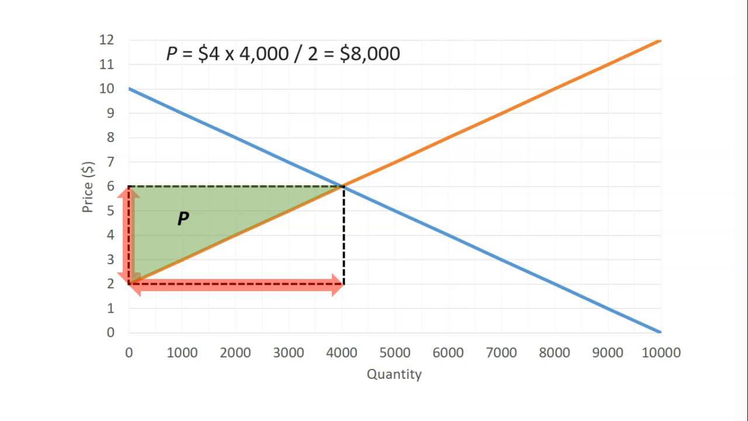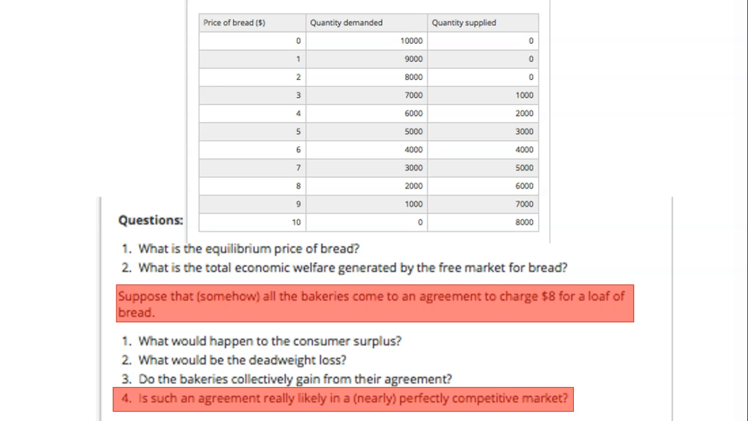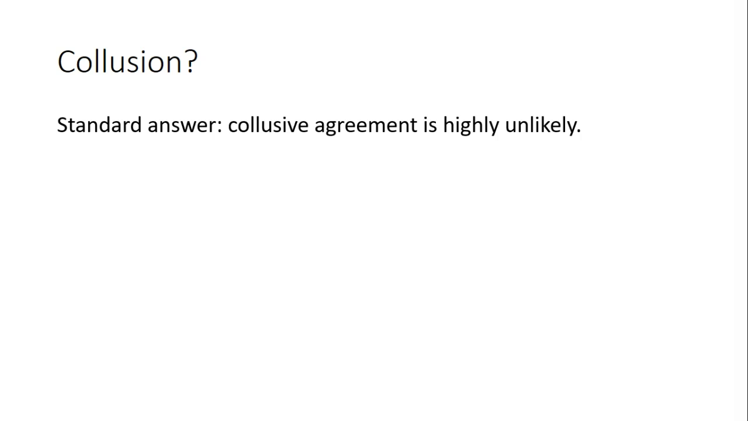$8,000. Alright, so which is better? $8,000 or $10,000 producer surplus due to the collusive agreement? Obviously, the latter is superior. The last question is a slightly curly question. Is such an agreement really likely in a nearly perfectly competitive market? The standard answer to this question is no, it's not likely. The collusive agreement would not occur.